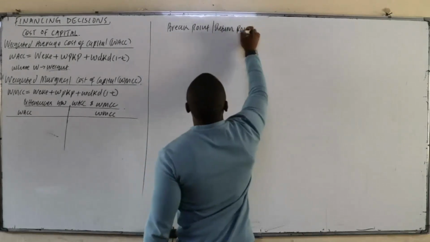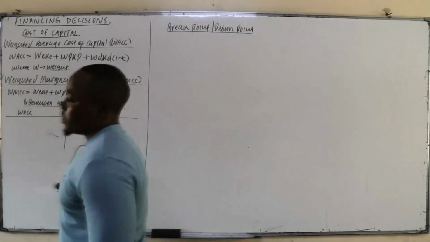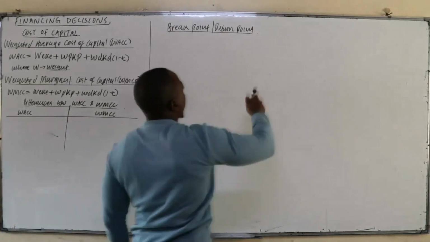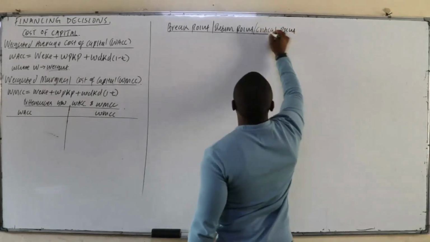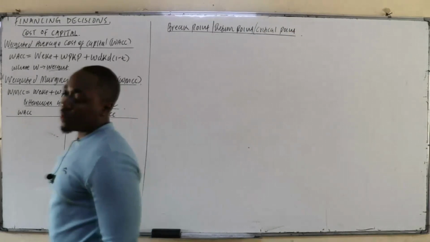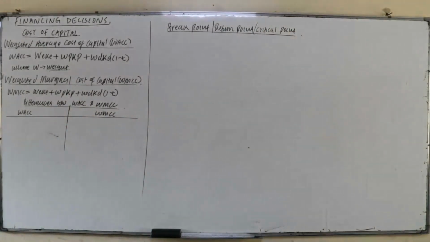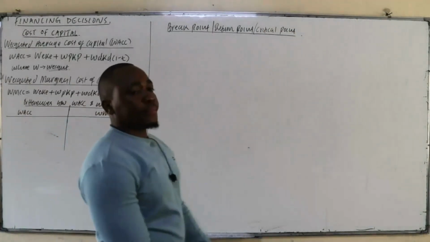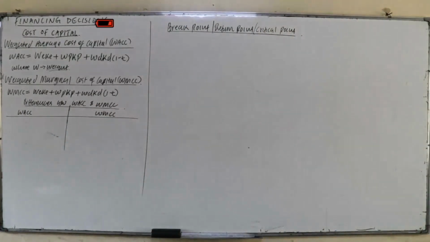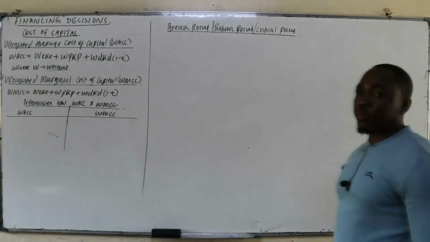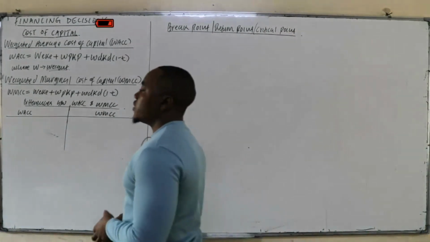Now let's look at the breakpoint, or return point, or critical point. Let us see that. This is a point whereby a given source of capital is finished.